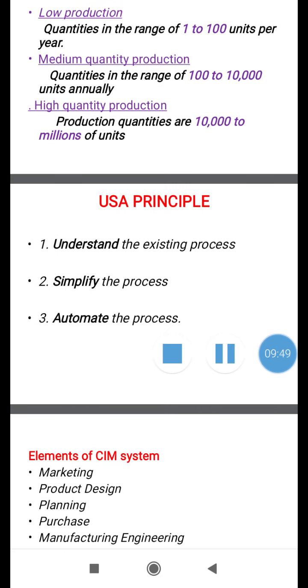Next we go for automating the process. See, the USA principle is the basic step to improve automation. Here we directly automate the process with the understanding and simplifying. Here it stands for USA: understand, simplify and automate the process.